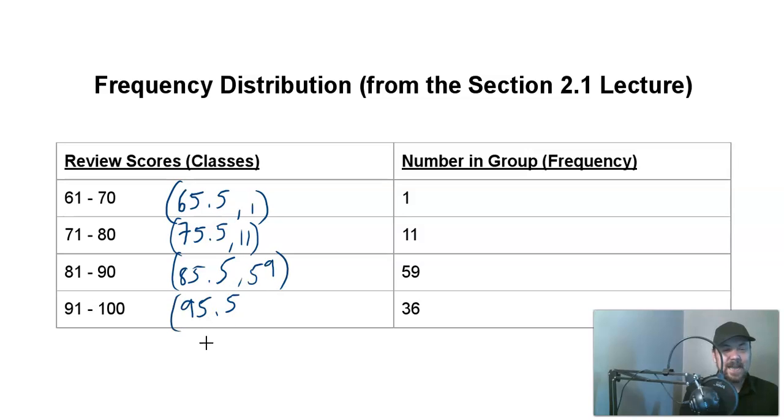Probably didn't pick the best data set because of the large frequency. 59 is a pretty big number. I should have picked a data set where the frequencies stayed a little bit lower, or I could have done a better job of constructing the classes so that we wouldn't have so many in one group. But it's too late. And I'm sorry, I guess I haven't been doing much talking the last couple days, so now my voice is not loosened up. Need to loosen up those vocal cords a little bit.